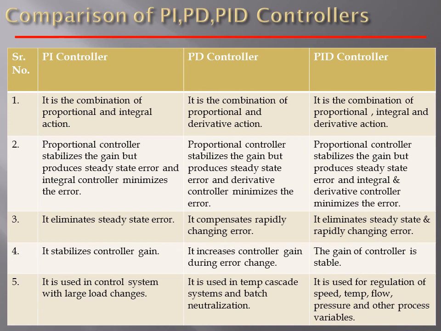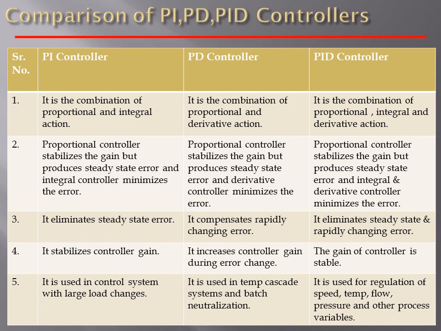Then the next comparison is: PI controller eliminates the steady state error. PD controller compensates rapidly changing error. PID controller eliminates steady state and rapidly changing error both. Next, PI controller stabilizes controller gain. PD controller increases controller gain during the error change, and the gain of PID controller is stable.